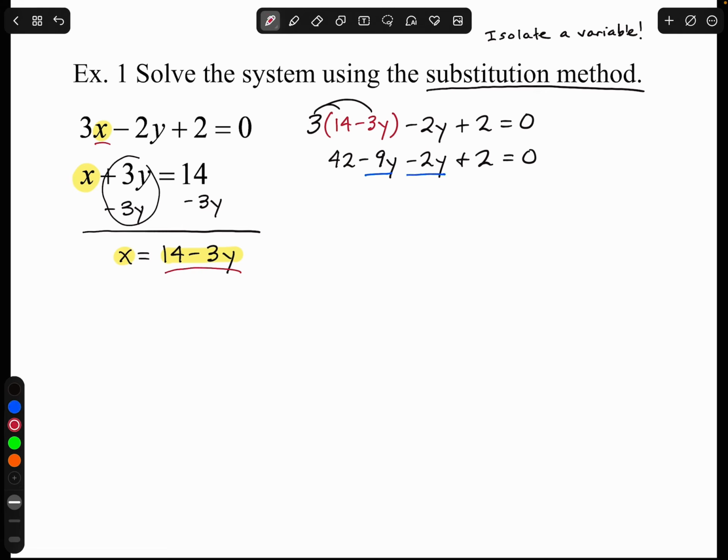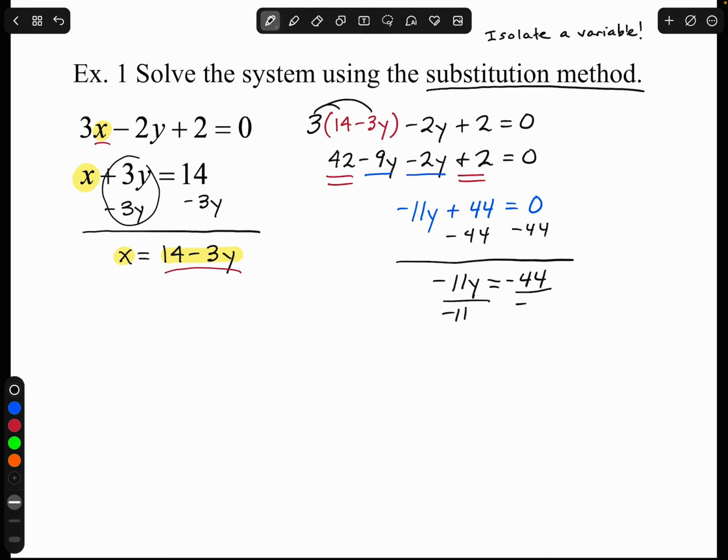Let's go ahead and combine our like terms. We've got negative 9y and negative 2y. And then we've got 42 and positive 2. So that should give us negative 11y plus 44 is equal to 0. And then let's just finish solving. I'm going to subtract my 44 from each side. We now have negative 11y is equal to negative 44. And it appears now that y is equal to 4.